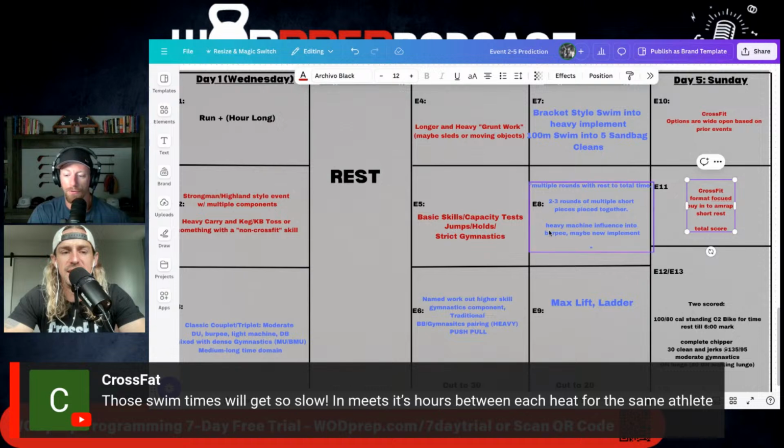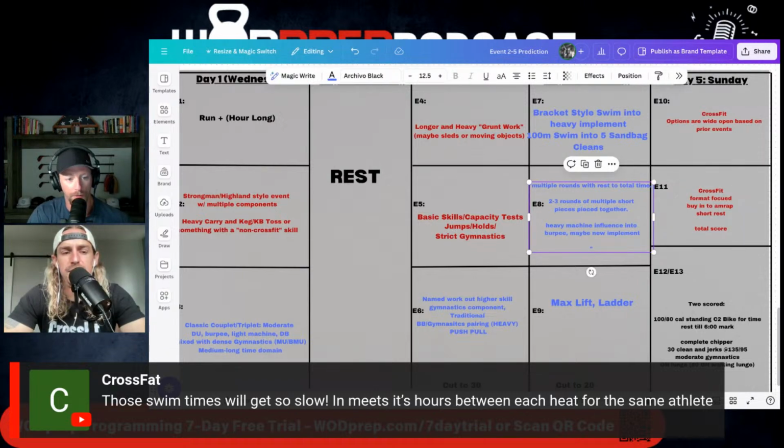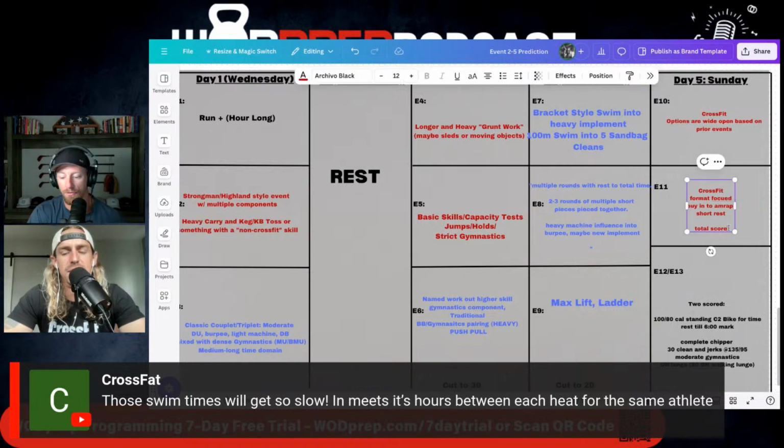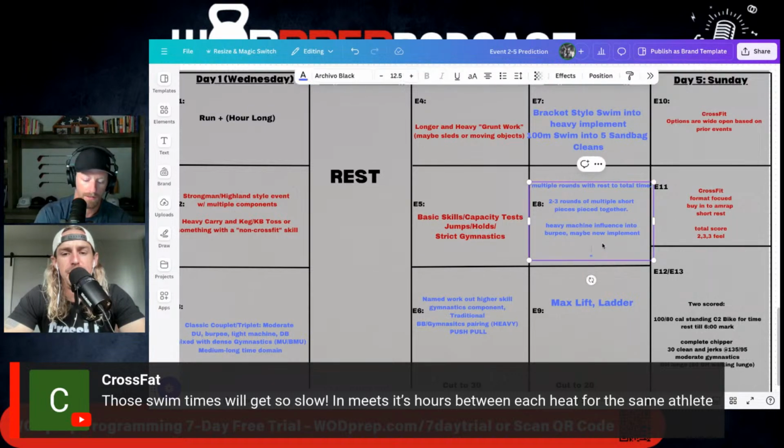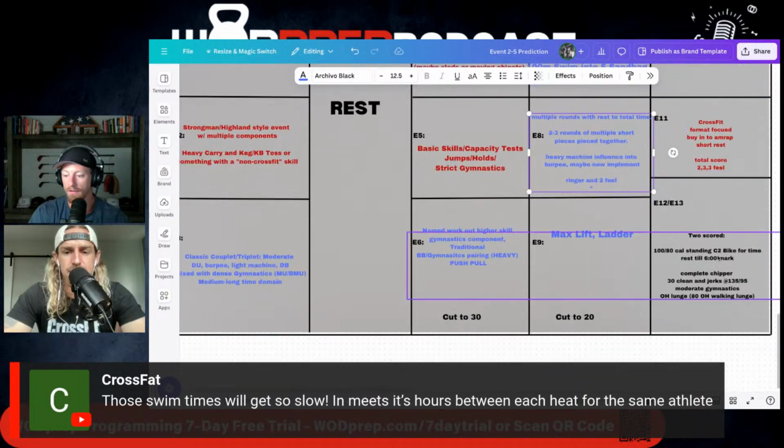This was more of the 2-2-3, and then I think we had this as more like a ringer 1, ringer 2, or a bicouplet 1 and bicouplet 2, 6 to 7 minutes with a short rest into 6 to 7 minutes again, and then this was 2-2-3, so really shorter time frames. Okay. And then I think this one's close to being done. I love this standing C2 bike for time.